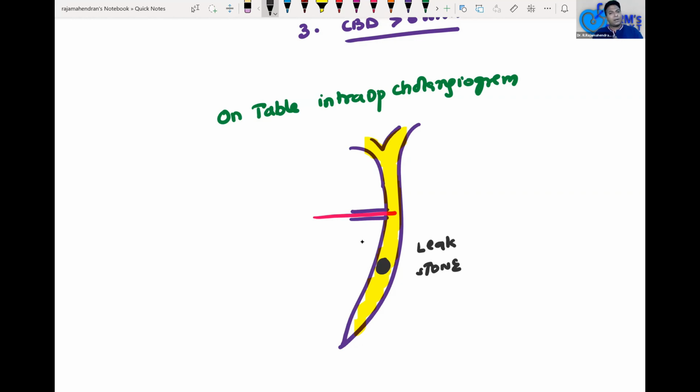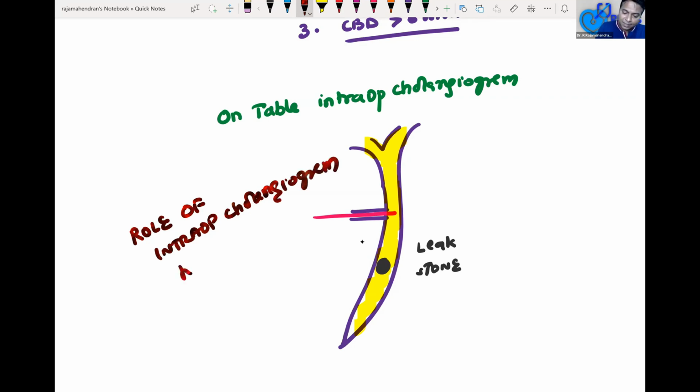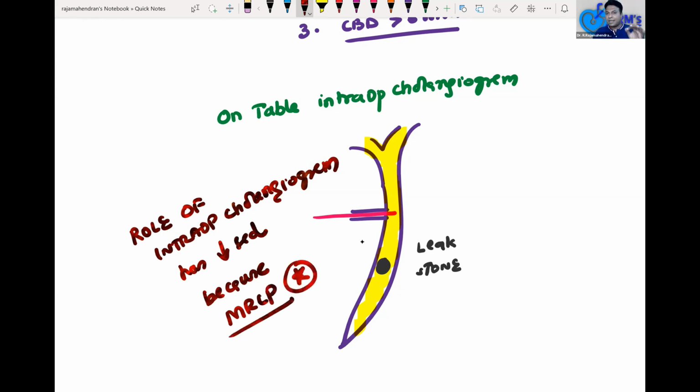If you have this facility, you can proceed without even MRCP. But the point is, there is a straightforward line in Bloomgart. The role of intra-op cholangiogram has come down nowadays, has decreased because of MRCP being there in hand before surgery. MRCP is a non-invasive investigation. It is a simple investigation unless the patient has claustrophobia or MRI contraindications. If you do MRCP, there is no role of intra-op cholangiogram unless you suspect any bile duct injury during surgery.